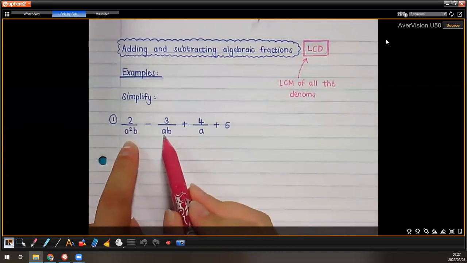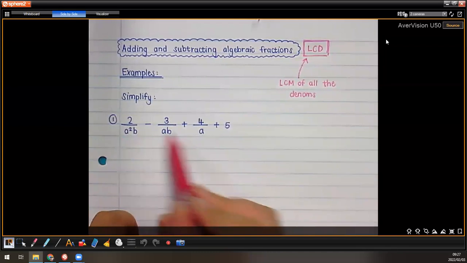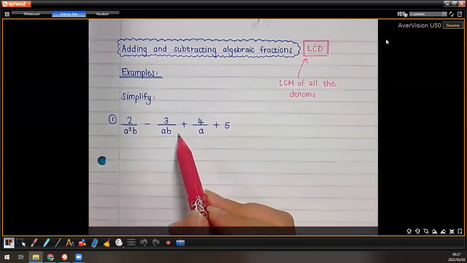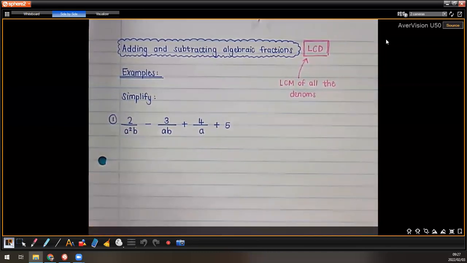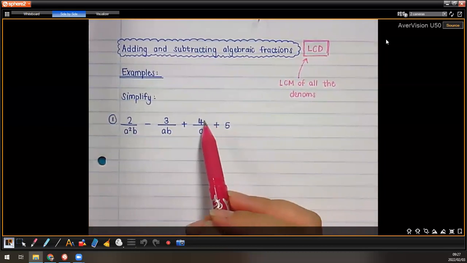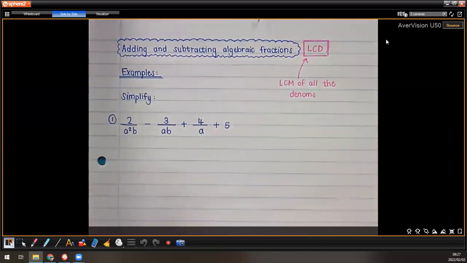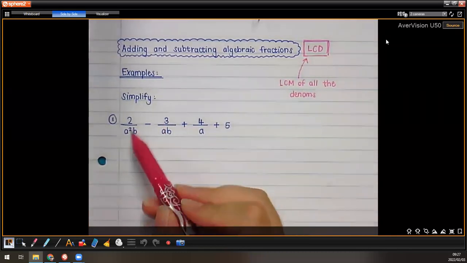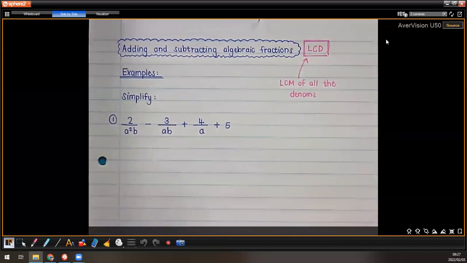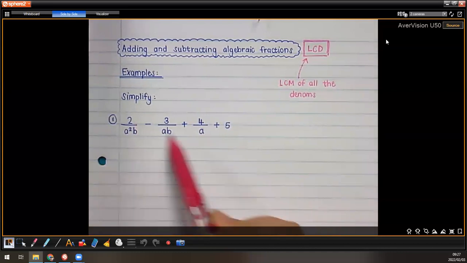Now we're looking at 3 denominators here. We need to find the lowest common multiple of these 3. So we need to find the smallest expression. We can't just multiply all 3 of them together. Some people think you just multiply all your denominators together and that's your LCD. That's not actually what we need to try and do here. We need to find the lowest expression that all 3 of these can divide into.